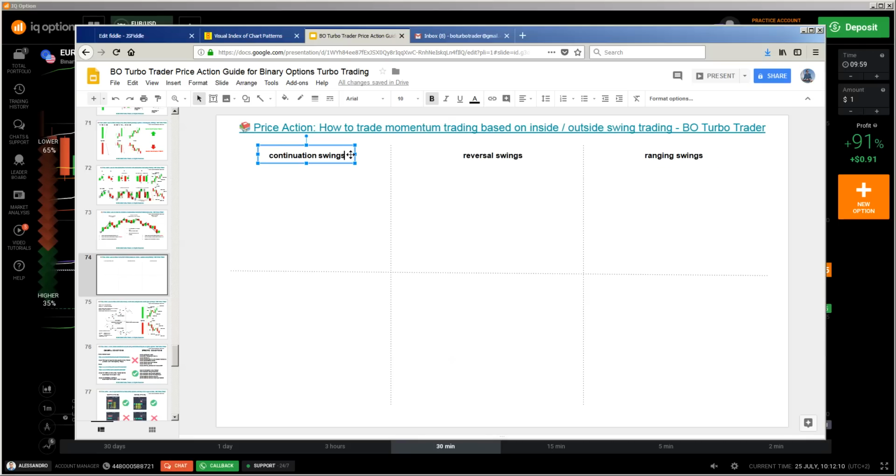Continuation swings, or inside swings. Then you will understand this, and then we have here also, okay, that will be removed. I will put this a little bit higher. And then we have here the reversal ones, which are the outside swings.